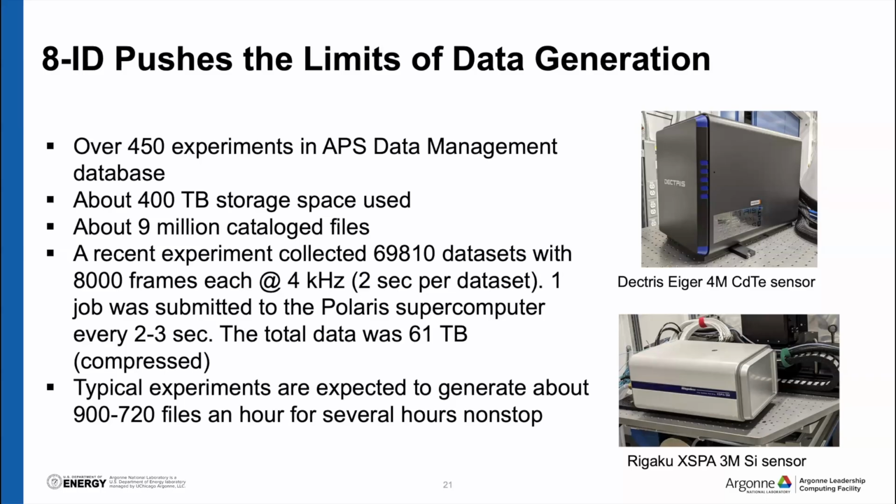So one recent experiment collected about 70,000 different data sets, and they each had about 8,000 frames. And these frames were coming very quickly. It was about 2 seconds for each data set. So this means we need to be launching a job to Polaris and processing a new job on the Polaris supercomputer every 2 seconds. And this amounted to a total data of 61 terabytes.